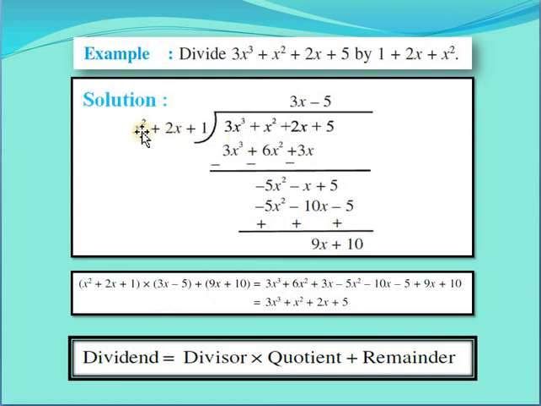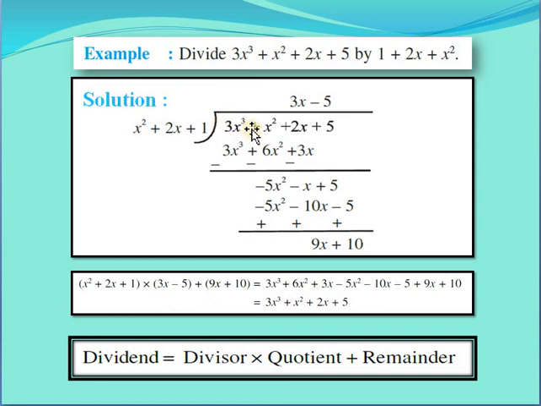Now what we need to do is start dividing. See here, x square and 3x cube. If you divide 3x cube by x square, you get 3x. So start with 3x. 3x into x square, 3x cube. 3x into 2x, 6x square. 3x into 1, 3x. You already studied the division of a polynomial by another polynomial in class 9, so you will not have a problem understanding it.